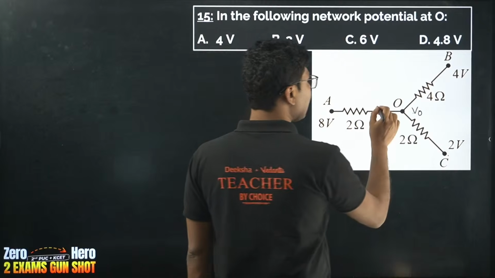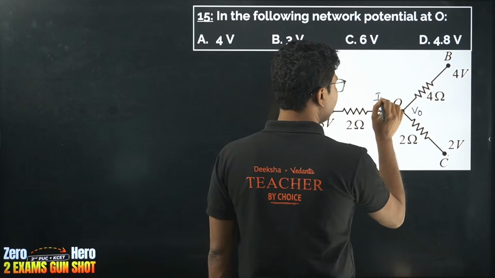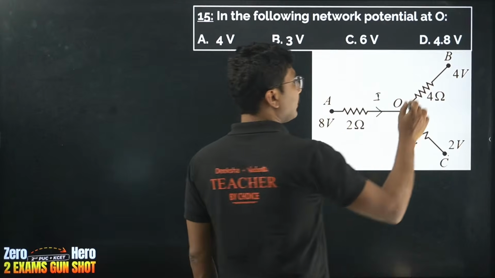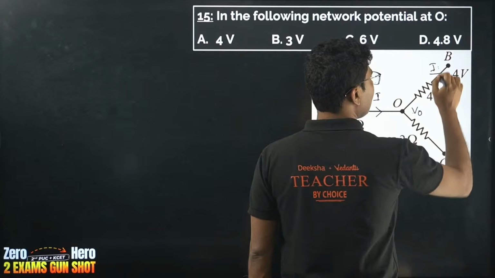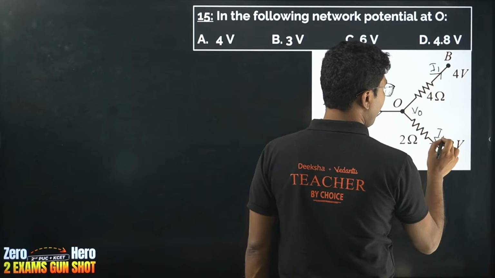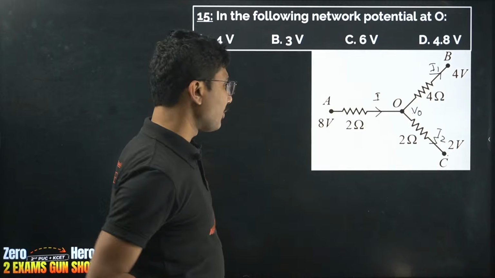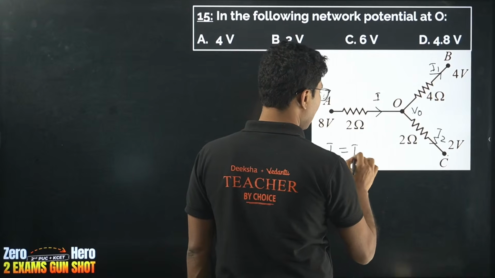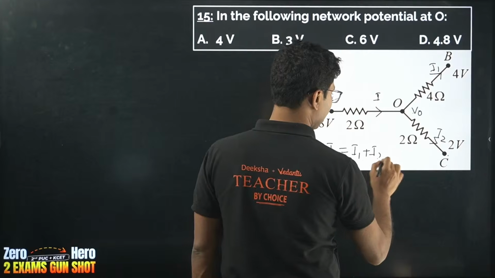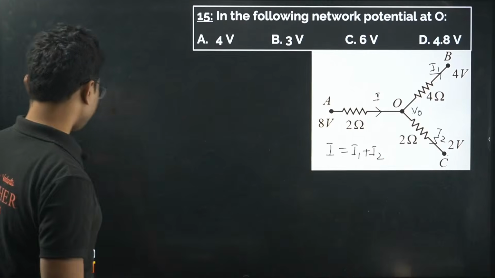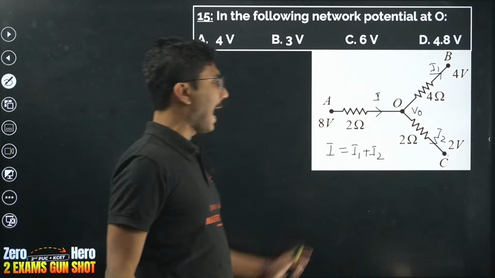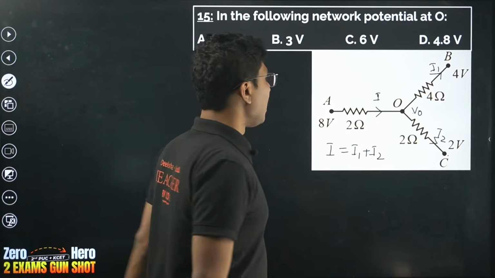Voltage reducing means current generally should flow in this direction. So suppose this current is I. Okay, this current is I1, this current is I2. Then from Kirchhoff's current law or Kirchhoff's junction rule, we can say I equals I1 plus I2. It must be, right? So now if you can calculate I1, I2 and add them, we can calculate V0.